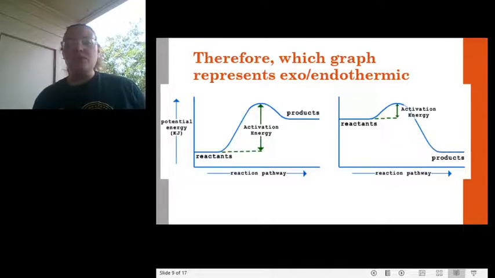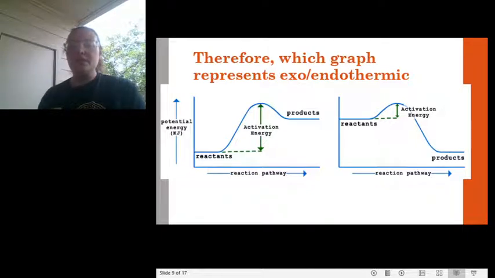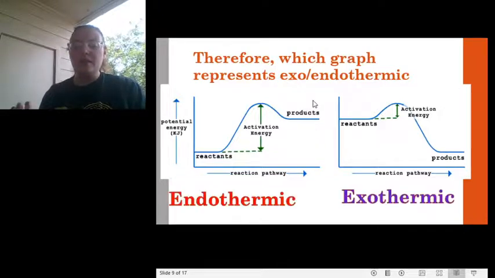So given that, which graph do you think represents endothermic and which one do you think represents exothermic? Well, these products with high energy, these reactants must have absorbed a lot of energy to get products with high energy. That must be the endothermic. These products that are low energy, because remember energy is on the y-axis, have to be exothermic. Let's talk about this activation energy right here.